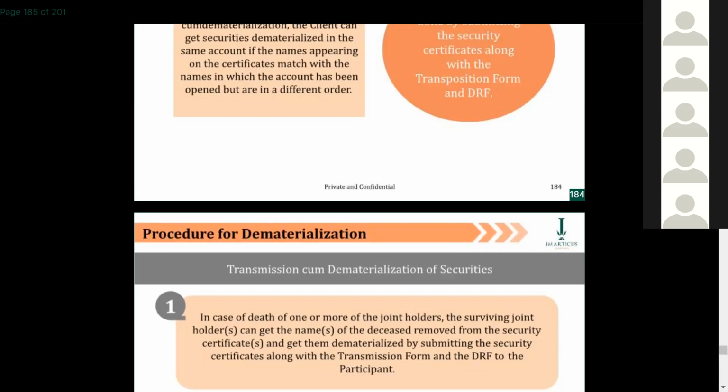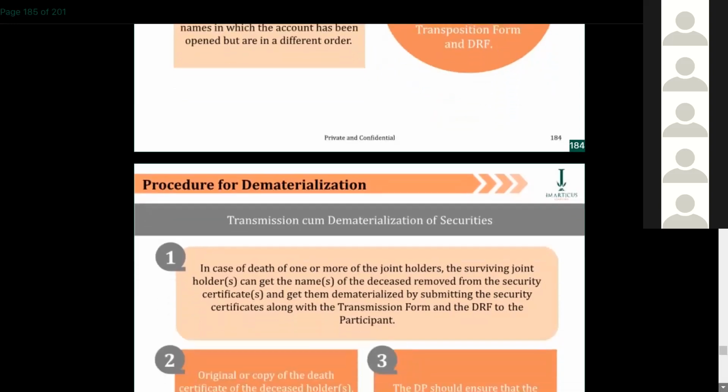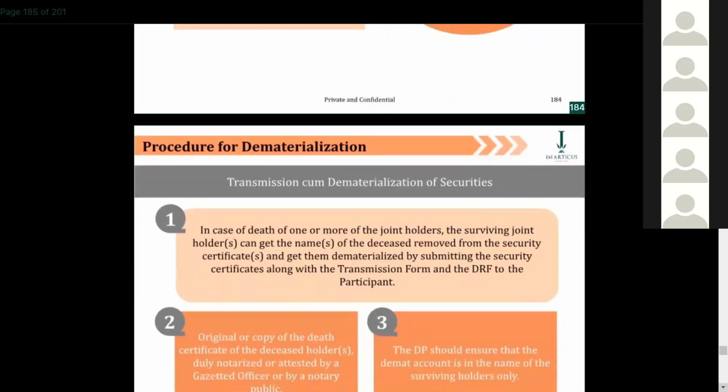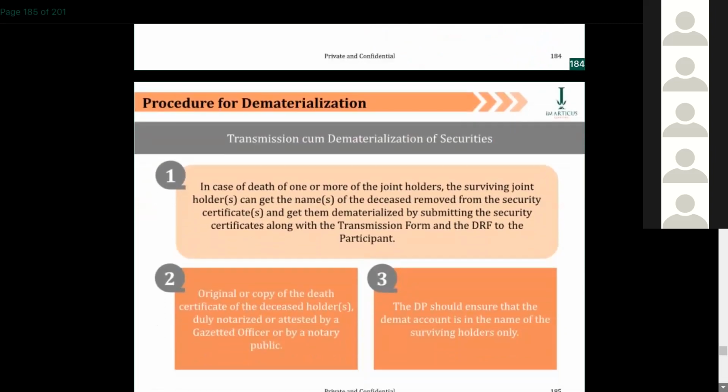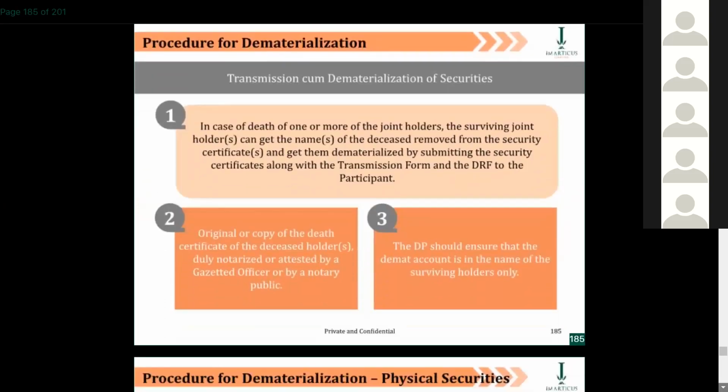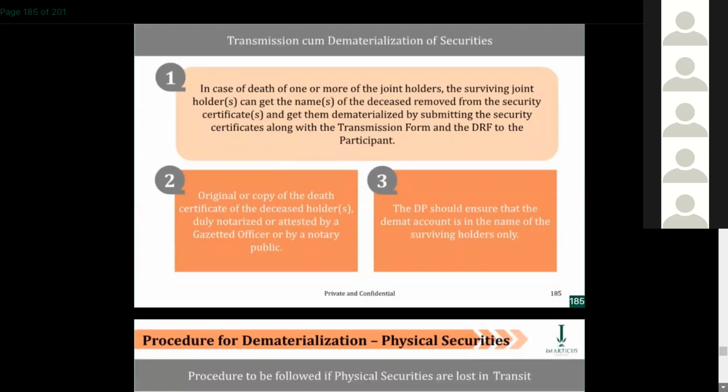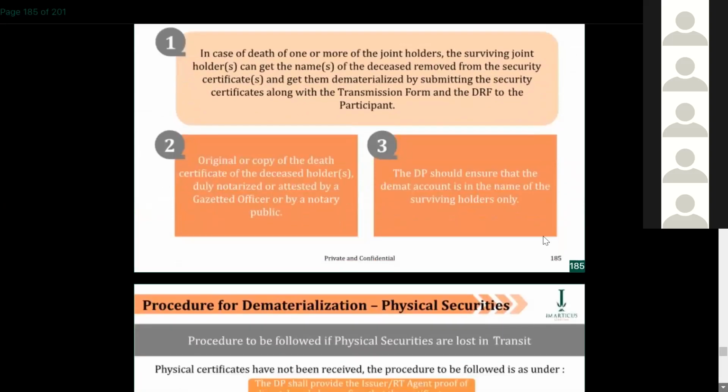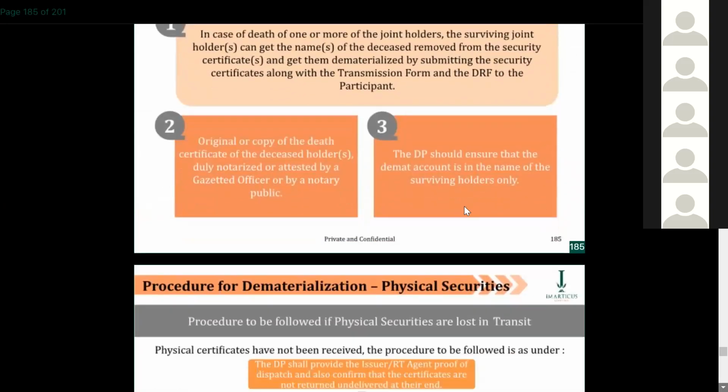The shares can be transmitted only in case of death of one of the security holders. A copy of death certificate of the deceased holder duly notarized or attested by a gazetted officer or a notary public. Also, the DP should ensure that the demat account is in the name of surviving holders.